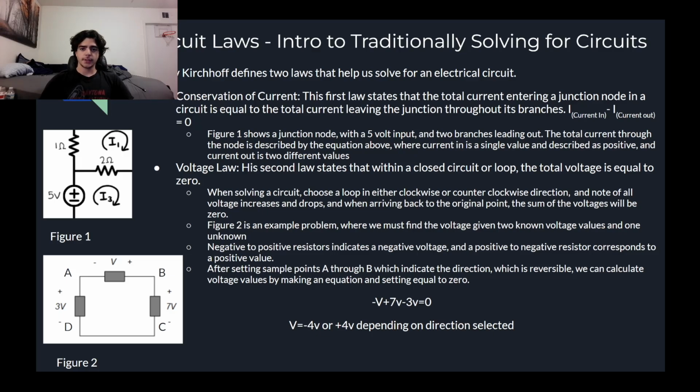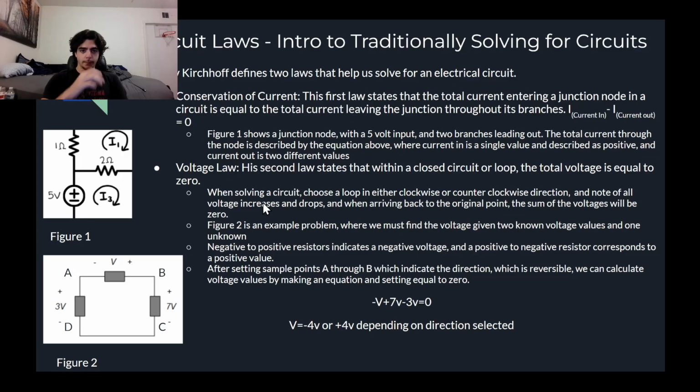This first law states that the total current entering a junction in a circuit is equal to the total current leaving the junction. So in figure 1, we have a junction right here with an input of 5 volts with some current, and an output equal to the input out of these 2 branches respectively. So both of these branches will contain a part of the input voltage here.